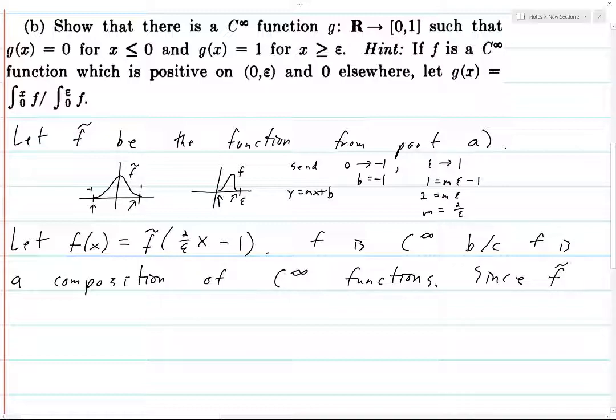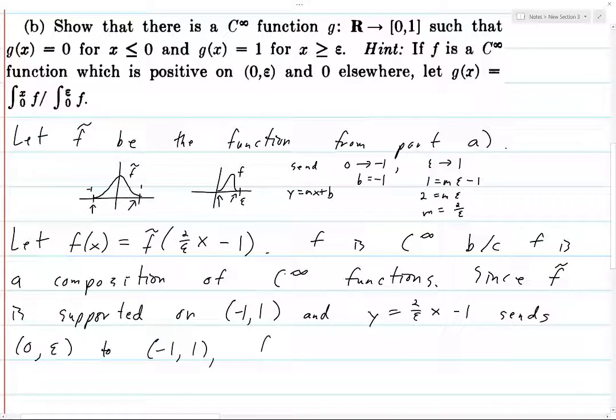Since f tilde is supported, and I'm going to come back to this word, on the interval 0 to epsilon, and no, f tilde is supported on -1 to 1, and y equals 2 over epsilon x minus 1 sends the interval 0 to epsilon to the interval -1 to 1.